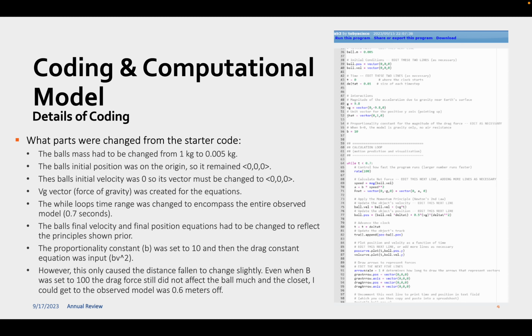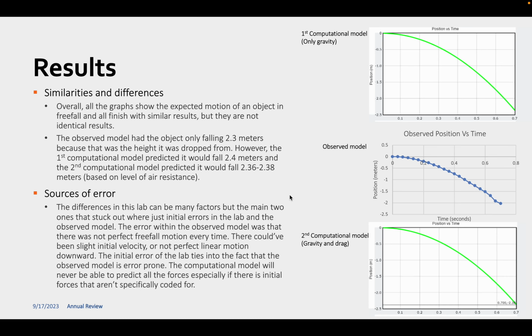Within the coding itself, there wasn't much changed. Obviously, the mass had to be changed right here, and then the initial position and velocity. I also made a gravity vector because it was just easier to have a vector and then a magnitude to plug into the equations. And then the while loop's time was changed, and the equations for the final velocity and final position would change to match our principles shown above. And then the drag force was set here, and it's created down here as the Fnet is equal to the force of gravity plus the drag force. And I'll get into the details of that now.